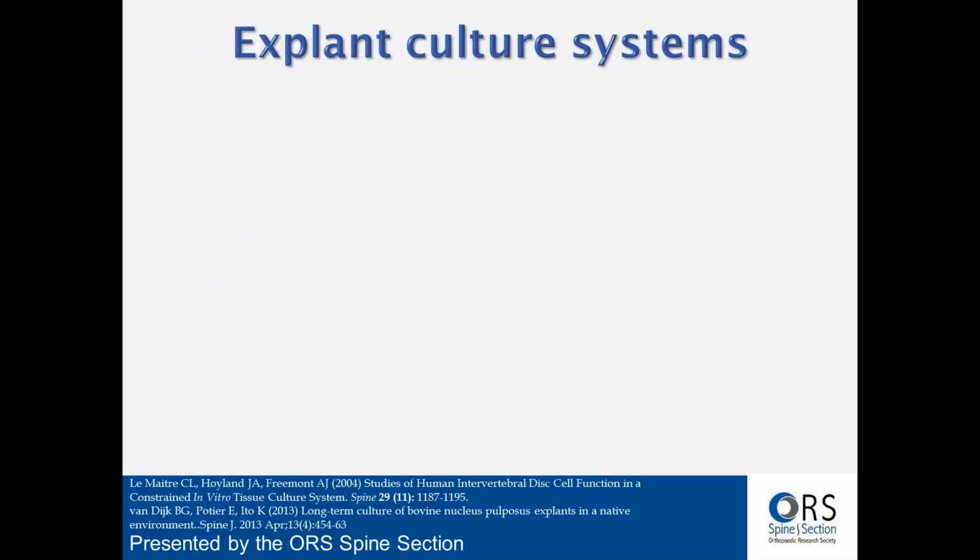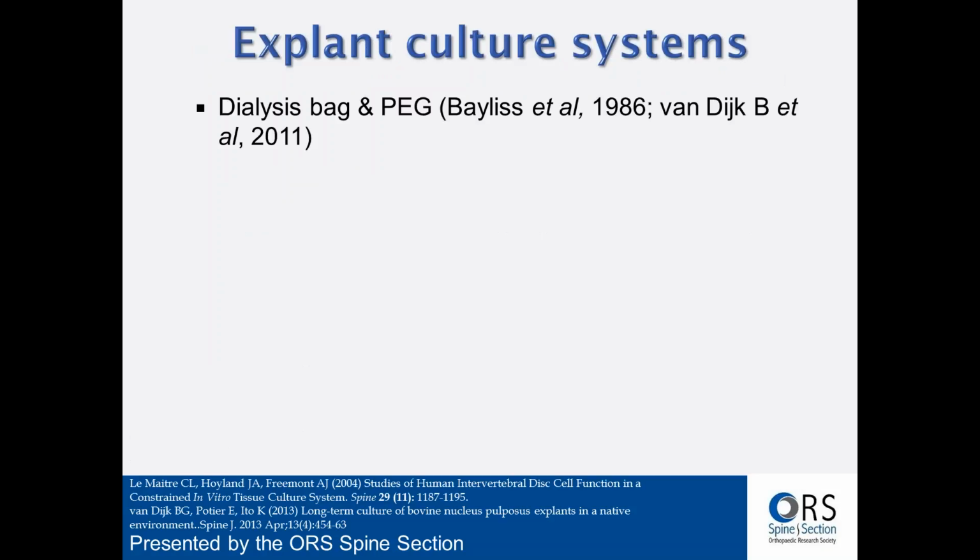So there are a number of different explant culture systems which have been developed over the years. Probably the first one was in 1986, which used polyethylene glycol to increase the osmolarity of the culture media. This is where the tissue was surrounded by polyethylene glycol and then placed within a dialysis bag, and the dialysis bag was placed within culture media. This maintained the tissue structure, so it prevented the tissue from swelling. And this has been modified more recently by Van Dyke in 2011.